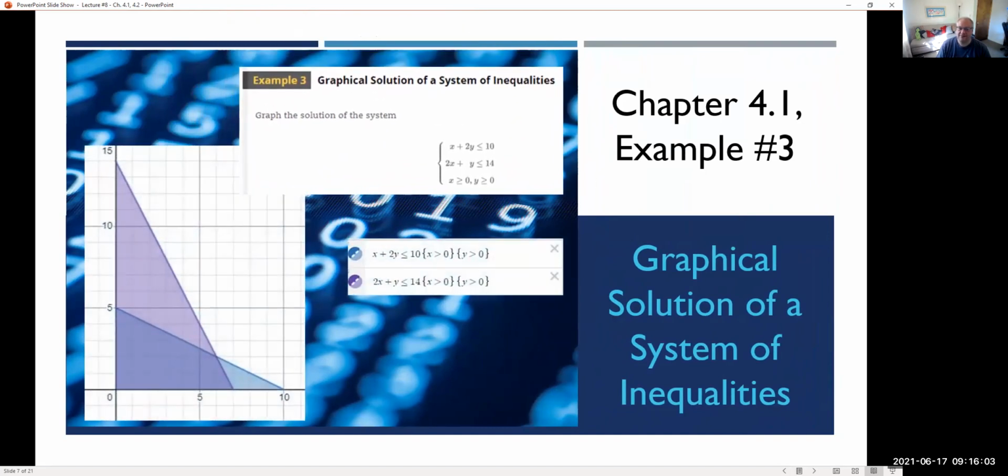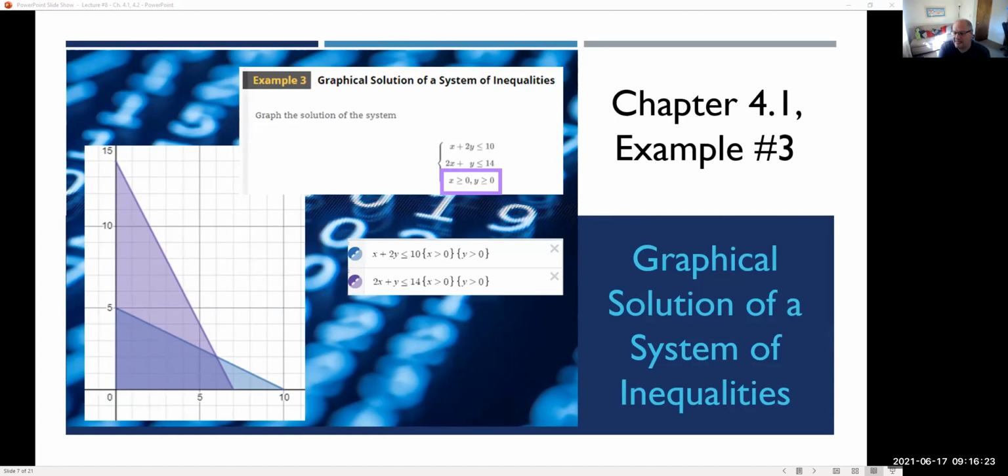Okay, now, for example 3, we have a graphical solution of a system of equations, but this time we have actually a couple more constraints. And I want to focus with you on one particular specific part of this that's important. Take a look at what's written right here. That is a statement that all of the x values are positive and all the y values are positive.